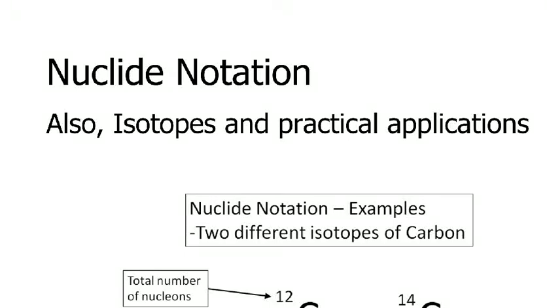Okay, as we continue talking about nuclear physics, it's important to address how we refer to certain atoms or certain isotopes or certain elements. And we have a specific way of doing this. It's called Nuclide notation, and that's what the first part of this video is about. We're also going to talk about what an isotope is and some practical applications of isotopes and of nuclear radiation in general.